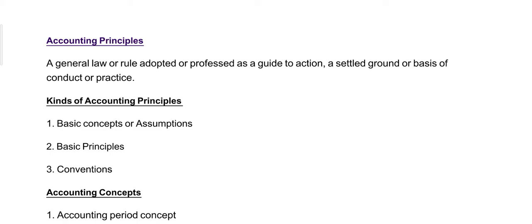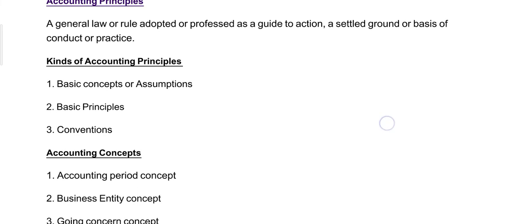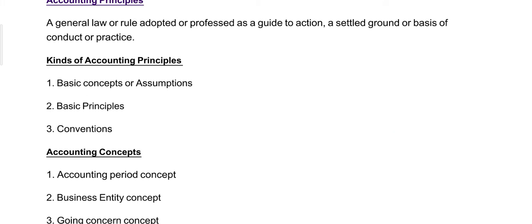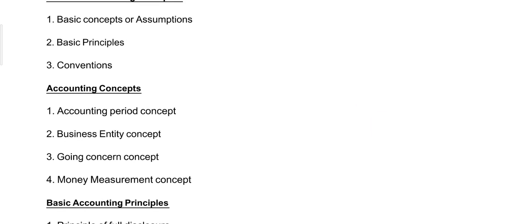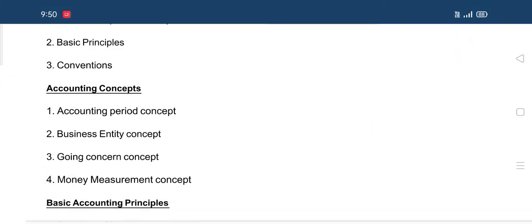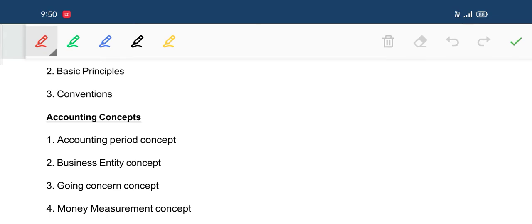So basically, there are three types of accounting principles. Number one is basic concepts, second is basic principles, third one is conventions. So first of all, we will study accounting concepts. On the top, or first, we will study the accounting period concept.